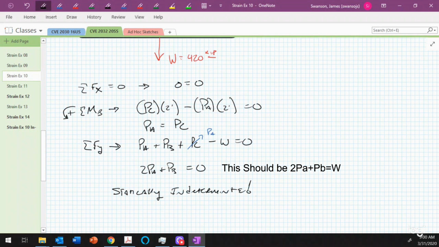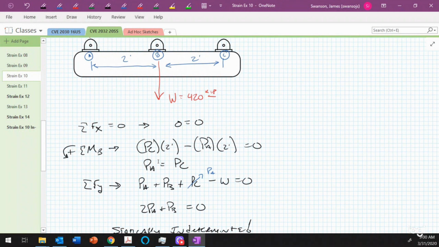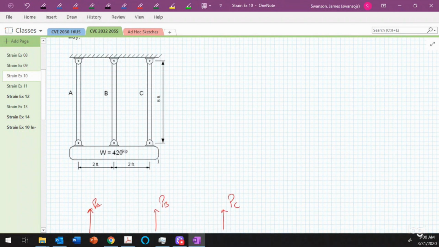Okay, what do we do in that case? Well, if we have a statically indeterminate problem, then we can start writing relationships for the deformations in the parts. So I'm going to go back up to the original problem here. And in green, I'm going to sketch what happens when we impose a load. So we have a load here, W, that's acting downwards. And when that load acts downwards, each one of these rods is going to stretch, and this piece down here is going to move downwards by some amount.